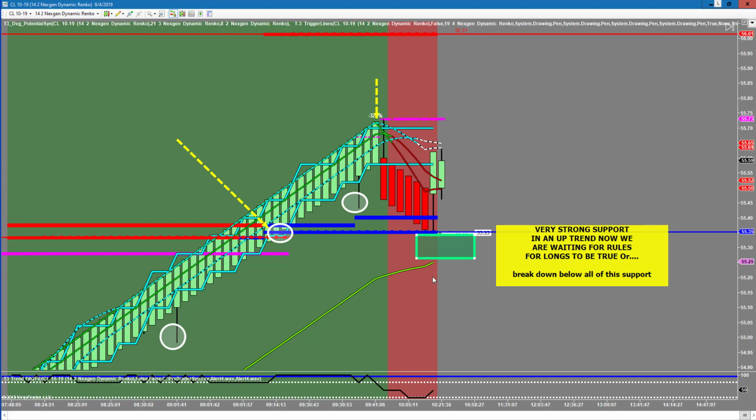So the rules must be met. You don't have to worry about anything if the rules aren't met. You just have to sit there and wait until they are.